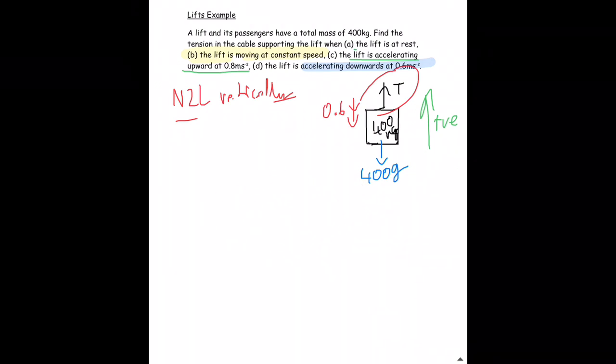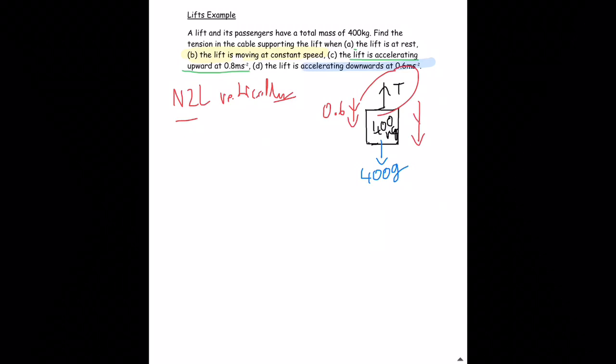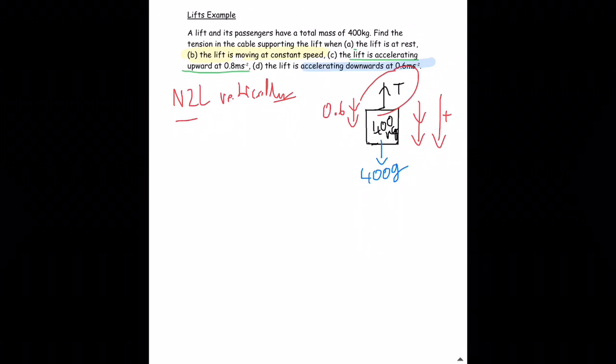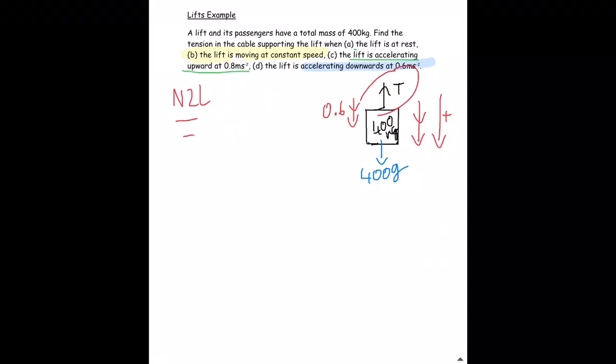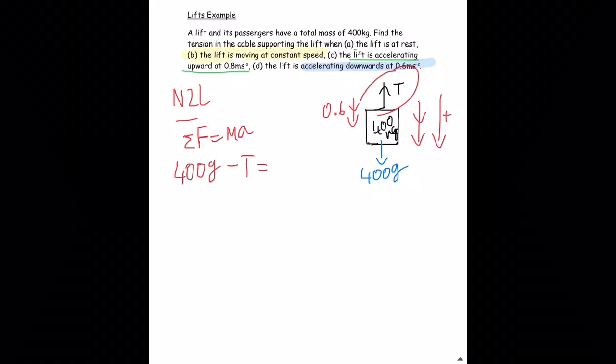Then I'm going to swap my positive direction around as well. Because I'm now accelerating downwards, my positive direction is going to be down. And now we still do the same thing, so we have a look at Newton's second law vertically, and we say that the sum of all of the forces equals the mass of the object times its acceleration. The only difference in this case is that downwards is now positive, so my 400g is a positive force, and my tension is upwards.